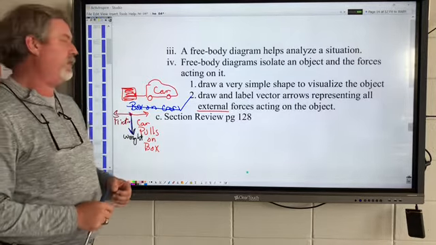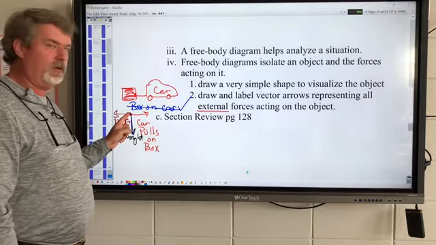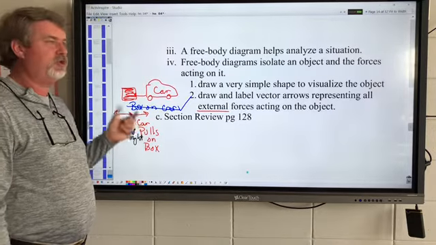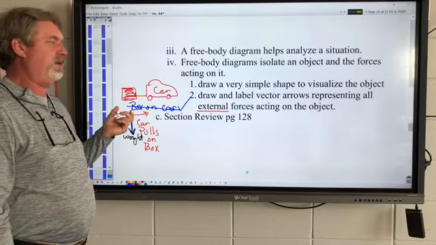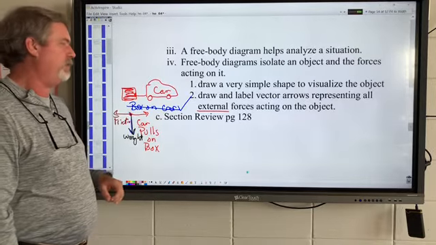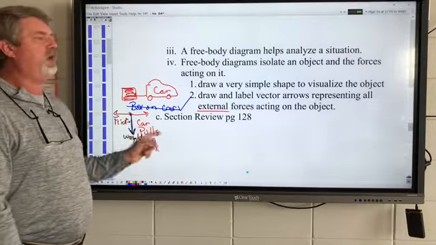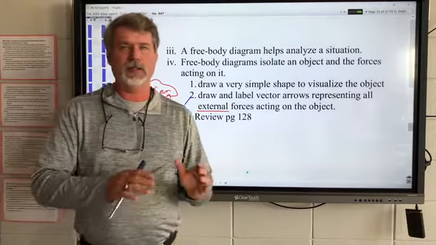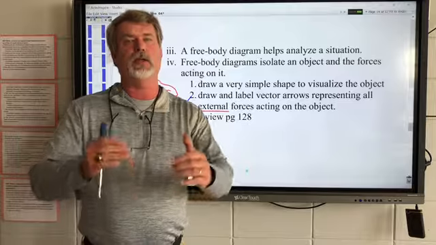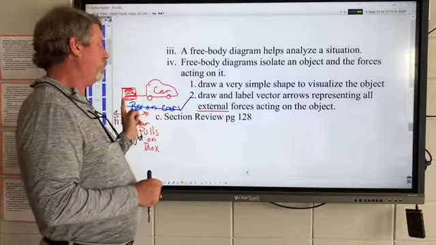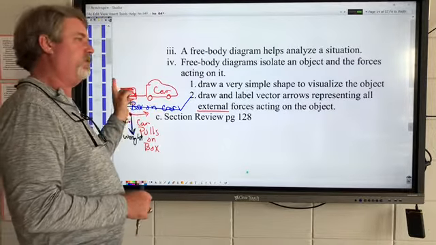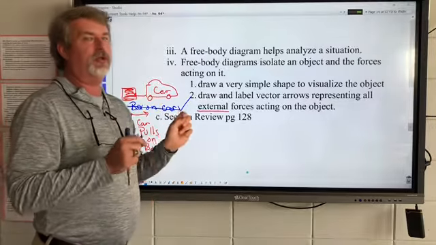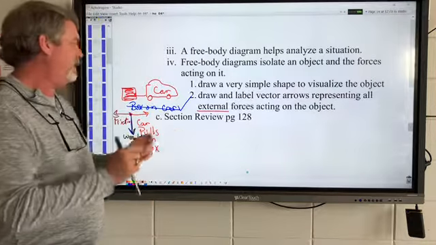For a free body diagram, you need the tail connected to the object. Just use a dot or something like that, or maybe a small box to represent that object. And only draw the external forces. Only draw the forces that are acting on the object, not the forces that the object exerts. So the box exerts forces on the car, the box exerts forces here and there, but we don't draw those. We only draw what's acting on the box.